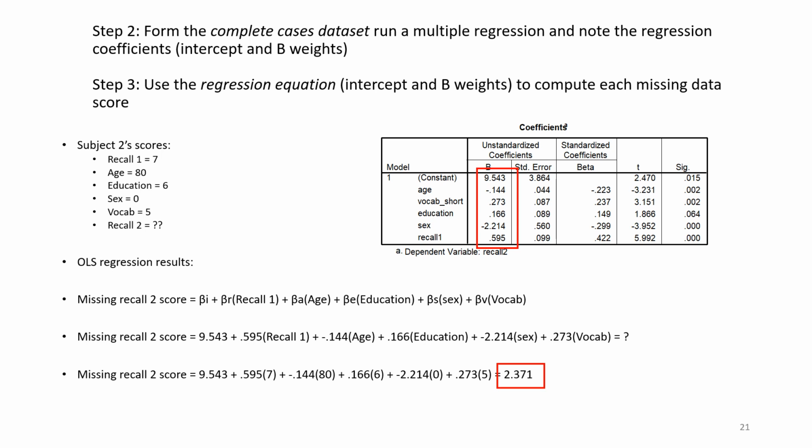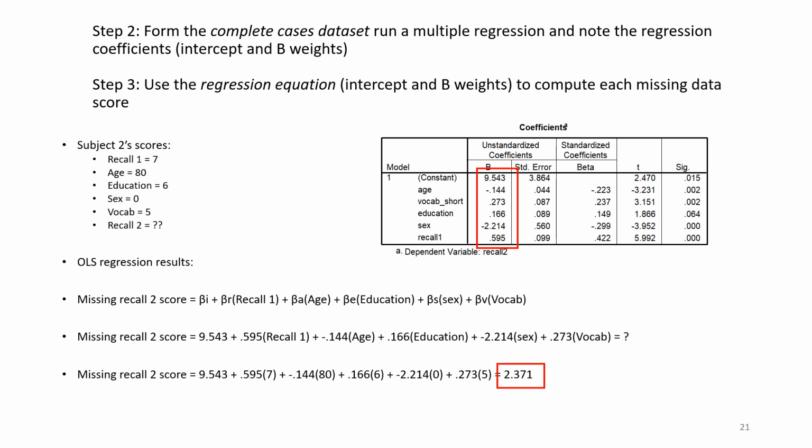the regression equation. So the intercept is 9.545. That would be the beta sub I, or I'm sorry, the B weight sub I. That would be the intercept. Then for recall, that B weight was 0.595. Plug that in. Do minus 0.144 for age, and so forth.